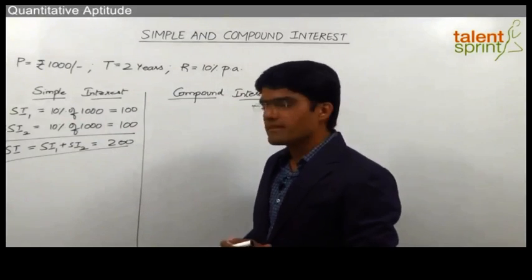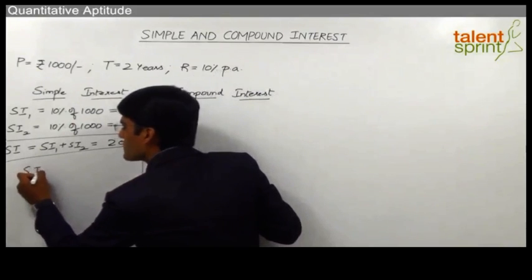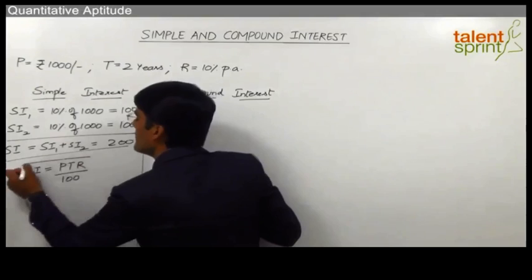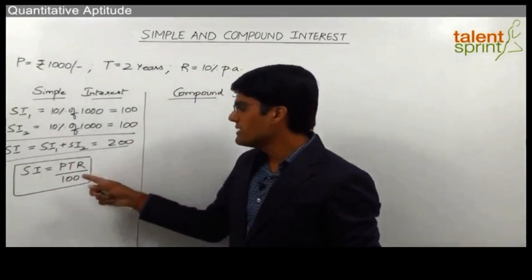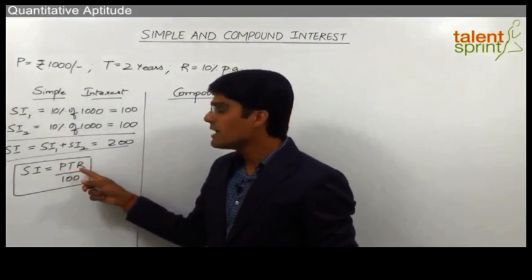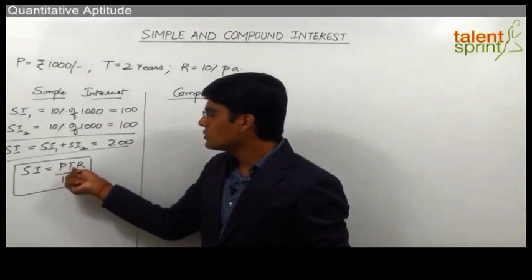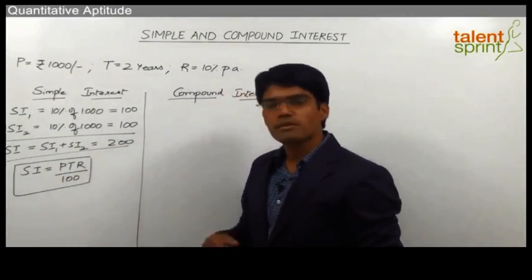And this simple interest can be calculated with the help of a simple formula, which is SI equals PTR by 100. So always the simple interest can be taken as P into T into R by 100, where P is the principal amount, T is the time period, R is the rate of interest. So 1000 into 2, 2000, 2000 into 10, 20,000 divided by 100 will be equal to 200 rupees.